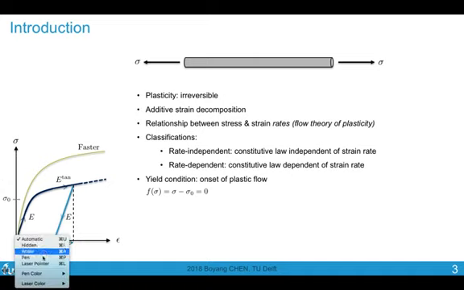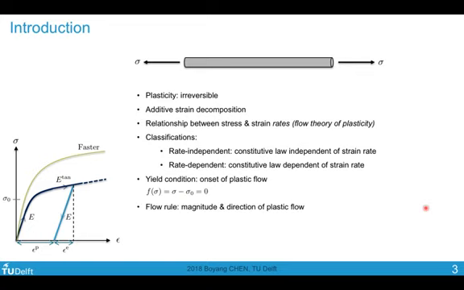In the one-dimensional case, it's very simple. You can write it just by this simple equation of sigma minus sigma 0. Once sigma reaches sigma 0, then yielding occurs. The plasticity theory includes both yielding and also a flow rule, which basically tells the direction and the magnitude of plastic deformation, or plastic strain, or plastic flow in the rate form.